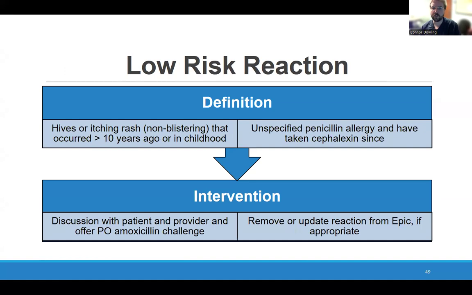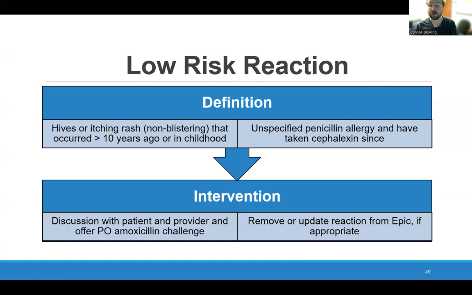On the other hand, our low-risk reactions are a little bit different. This is going to be patients that either have hives or itching rash, so non-blistering rashes that occurred at least 10 years ago or in childhood, or they have an unspecified penicillin allergy and have taken cephalexin since. So for these patients, it's not going to be just having that simple conversation with a patient, educating them, and verifying their history. We're also going to want to discuss with the patient and the provider and offer an oral amoxicillin challenge if both parties are agreeable, after we have discussed with the patient, making sure that this allergy history is validated and verified.